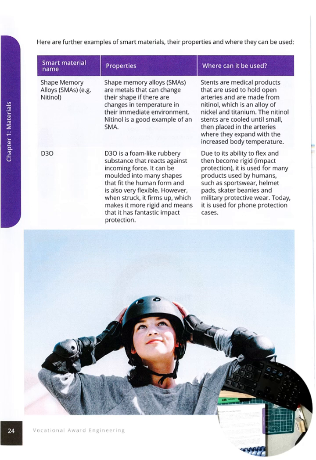D30. D30 is a foam-like rubbery substance that reacts against incoming force. It can be molded into many shapes that fit the human form and is also very flexible. However, when struck, it firms up, which makes it more rigid and means that it has fantastic impact protection. Due to its ability to flex and then become rigid, impact protection, it is used for many products used by humans, such as sportswear, helmet pads, skater beanies, and military protective wear. Today, it is used for phone protection cases.